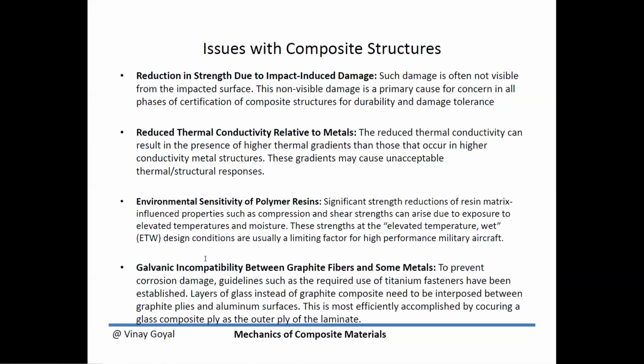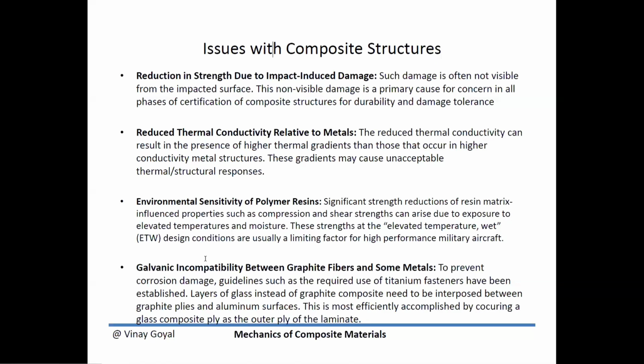We also have the situation where there's the environmental sensitivity of polymer resins. We know that there's a significant strength reduction of resin matrix influenced properties, such as compression and shear strength, and we covered some of that before, that can arise when the composite structure is subject to elevated temperatures and moisture. Not only can moisture be absorbed and cause dimensional instability, thermal can do that, but not only that, these two effects can also reduce the strength of the composite, and it is usually a limiting factor for high performance applications, like in the aerospace industry.